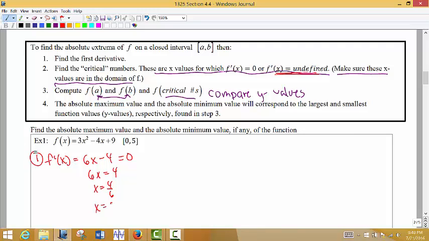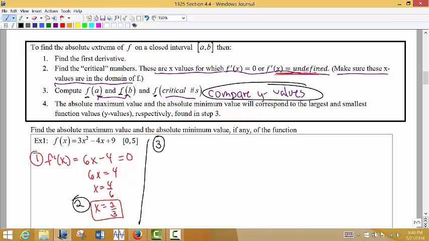and I end up getting a critical number of x equals 2/3. This is definitely in the domain of the original function, because that has a domain of all real numbers. So we found our critical number. The next thing we're going to do is plug into our original function. Notice it's talking about the original function. That's what we're interested in, the y values of the original function.